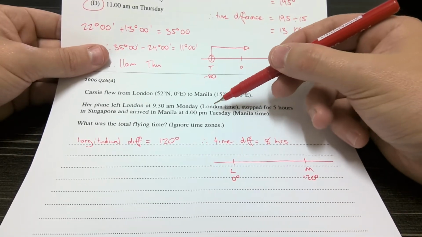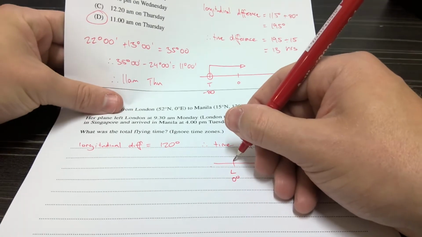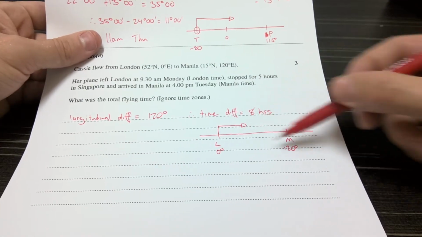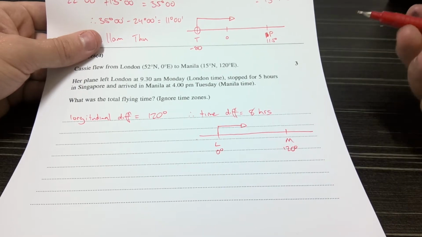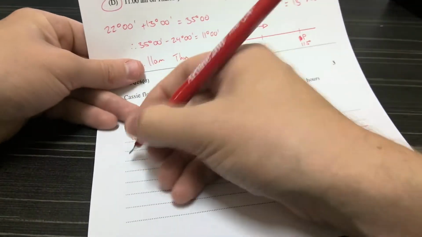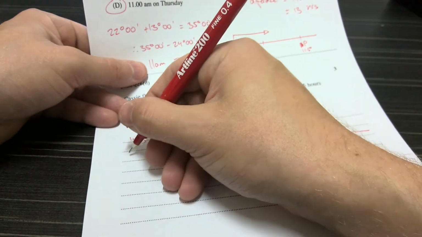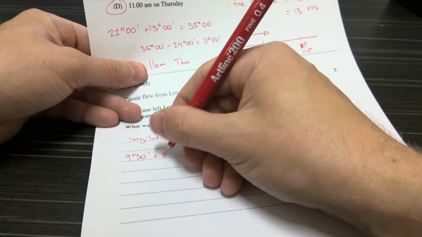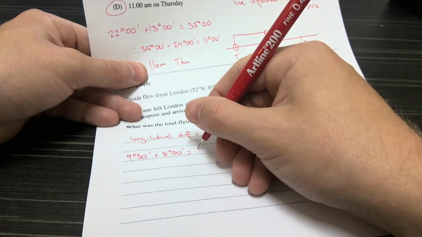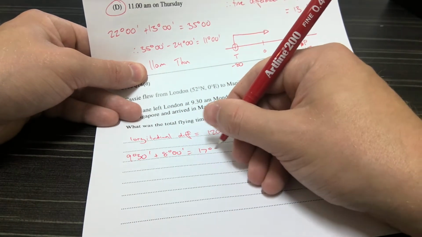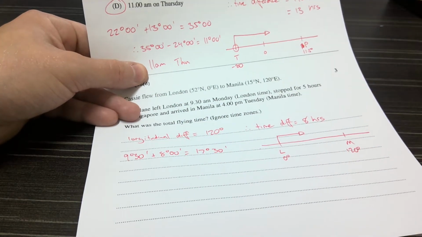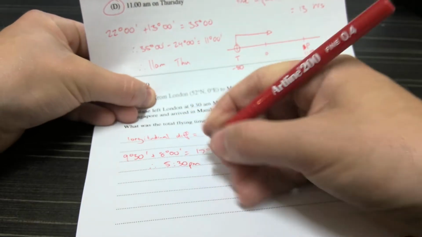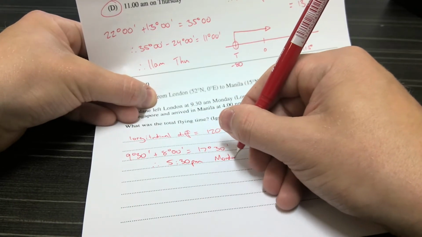Again, the idea is I want to change the London time into Manila time. So I'm starting at London, going in this direction. That means I'm going in the right direction on the number line. I'm adding that 8 hours. So I have 9:30 a.m., 9 hours 30 minutes, plus the 8 hours, and that equals 17 hours, 30 minutes, which is 5:30 p.m. on Monday, Manila time.